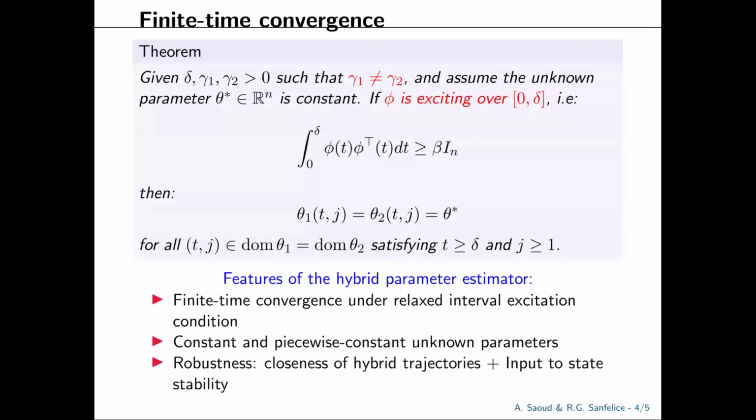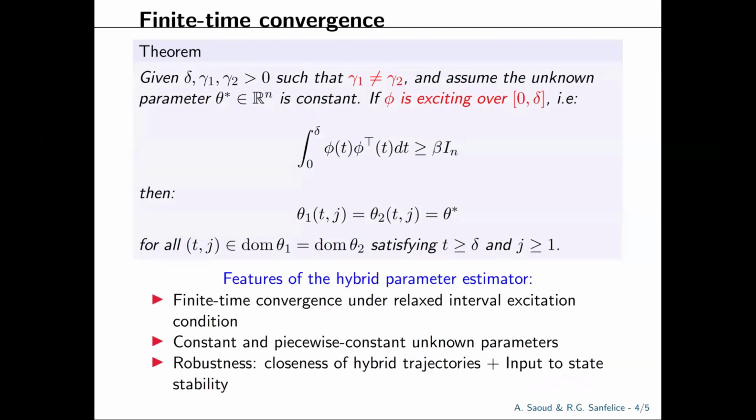So we have here our main result. So if gamma 1 is different from gamma 2, and if the regressor phi is exciting over the time interval 0 to delta, then the parameter estimates theta 1 and theta 2 will converge to theta star after the first jump.